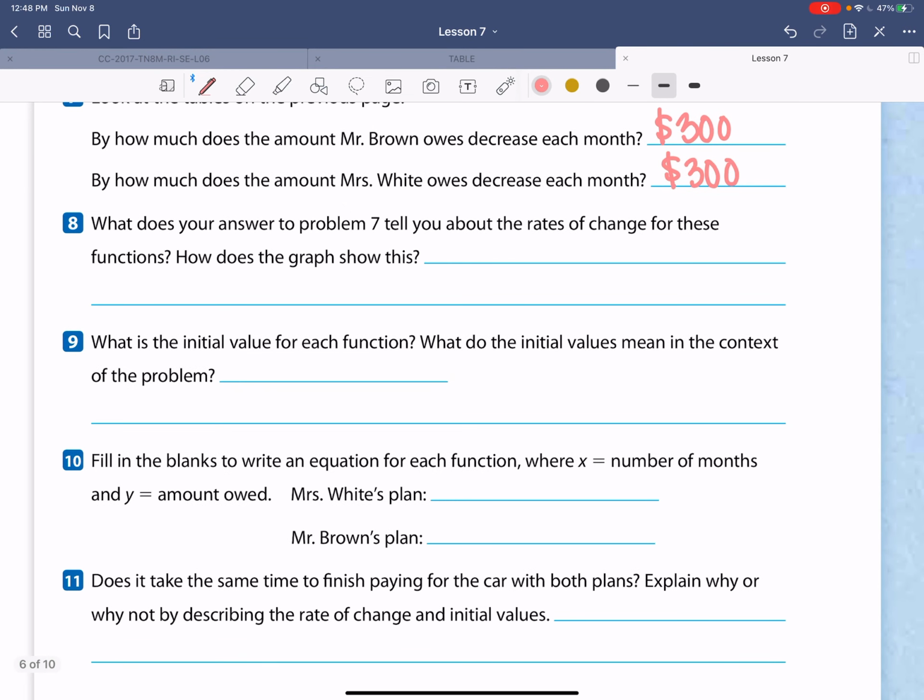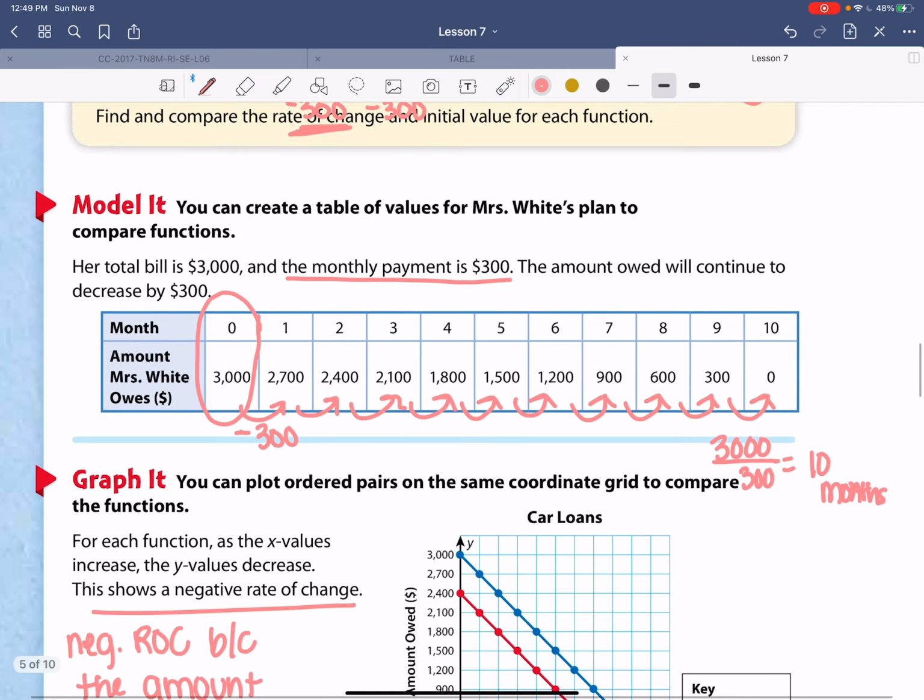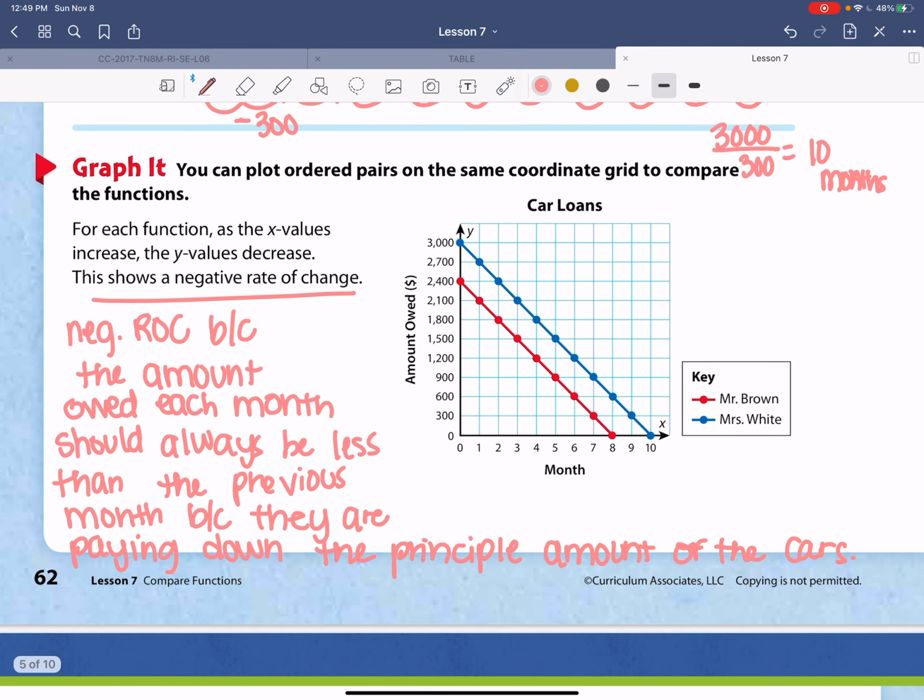Number 8, what does your answer to problem 7 tell you about the rates of change for each of these functions? They have the same rate of change. And how does the graph show this? When we looked at the graph, these red and blue lines will actually never touch because they have the exact same rate of change. No matter what, they're both going down by $300 every single time.